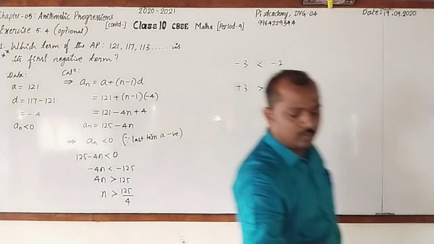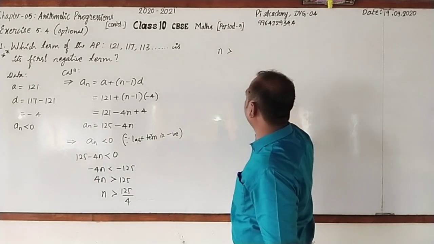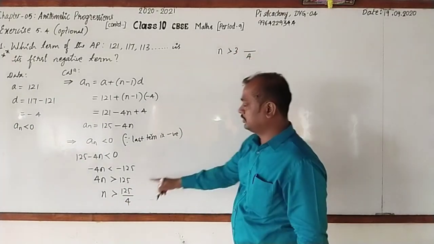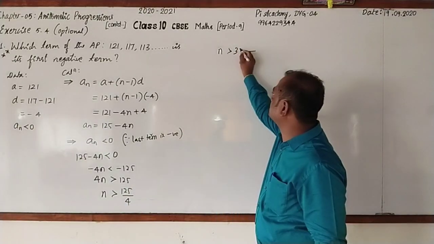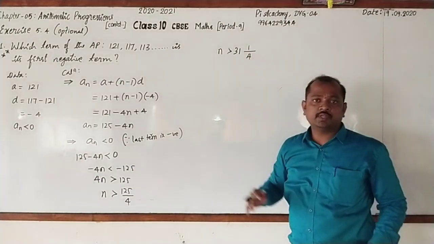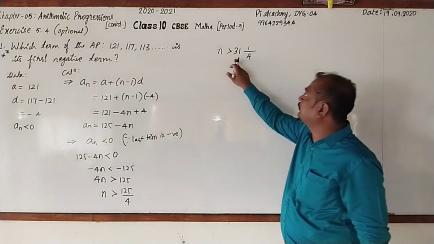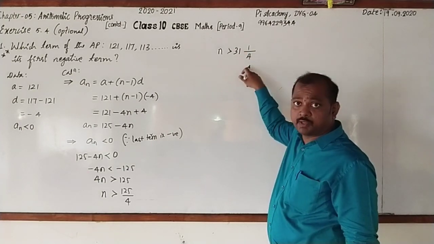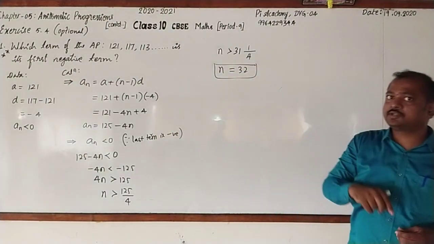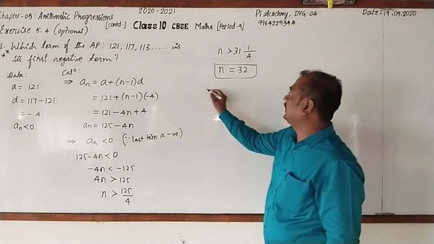125 by 4 means, which is that? Here, n is greater than 4 3s are 12, 5 is there, 4 1s are 4, 1 will remain. 31 and 1 by 4. See, the number of terms cannot be a fraction, it is impossible. It should be a whole number. Then n is greater than 31 and 1 by 4 means n is equal to 32. So the 32nd term is the first negative term. Clear?